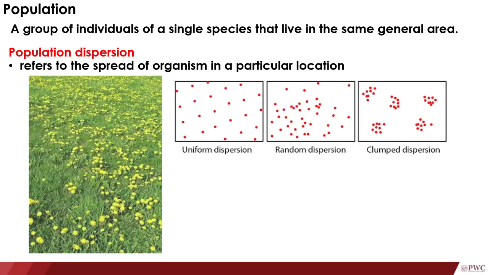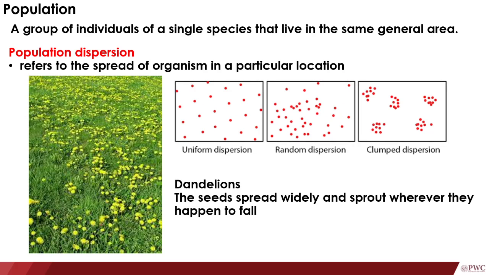Let's have another one. Here we have a dandelion. The seeds of this plant spread widely and sprout everywhere or wherever they happen to fall. The seeds can be spread by the wind, right? So obviously, these seeds can just grow everywhere. As you see here, some of these plants grow in the same place, and in some places there are no dandelions. The spread is random, right? So this one is an example of a random dispersion.